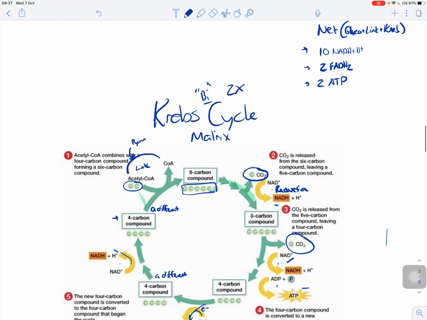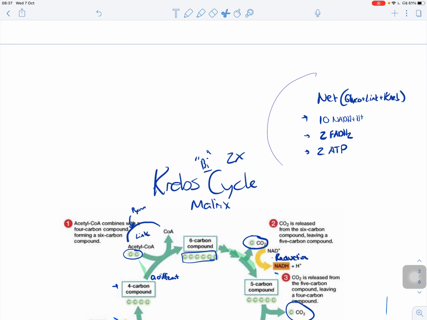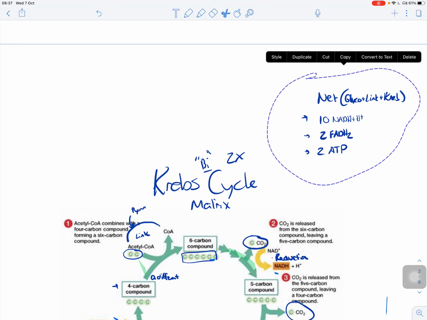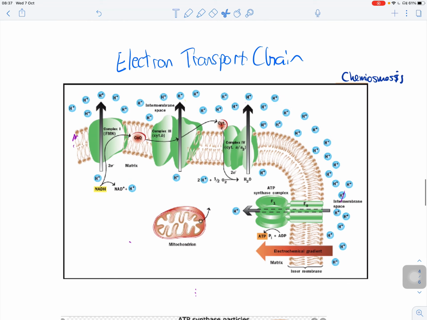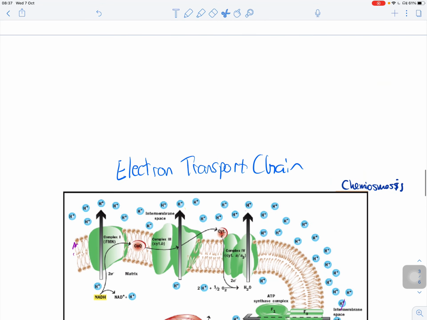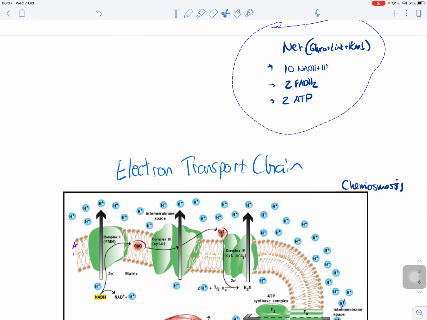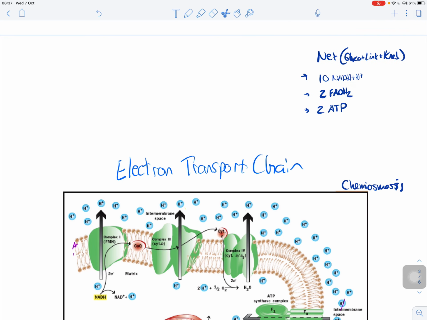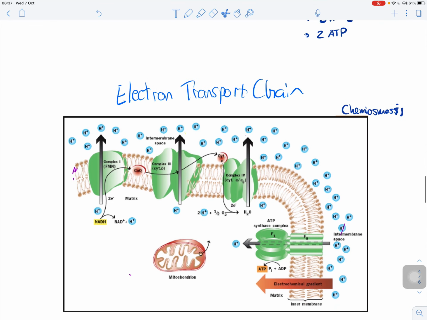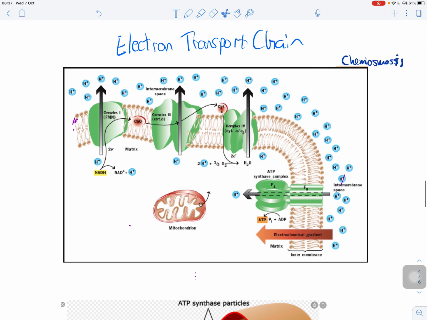So remember up here, we had our net stuff we made in the Krebs cycle. So I'm just going to put that right up here for now, just so we have that. So remember that. So we have this NADH and H plus ions. We have 2 FADH2 and 2 ATP. ATP is fine, it's used.